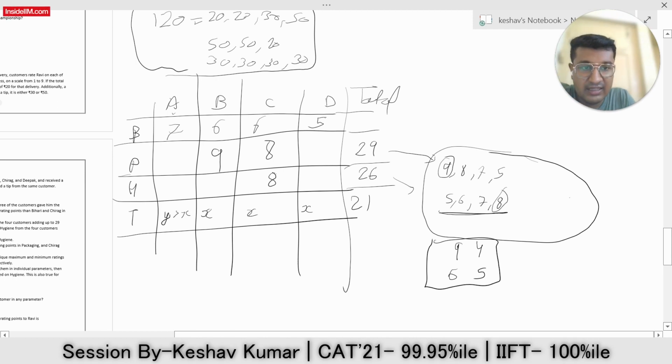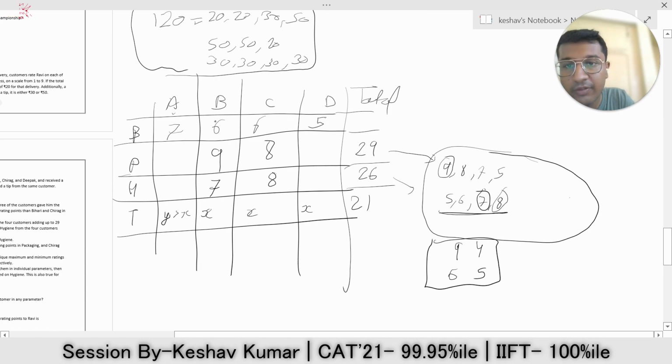Alright. And now can you see Atal and Deepak must have scored 3rd or 4th rank in these individual parameters. And same in hygiene, they must have scored 3rd or 4th rank. So this 7 rating should be given by B only. Alright.